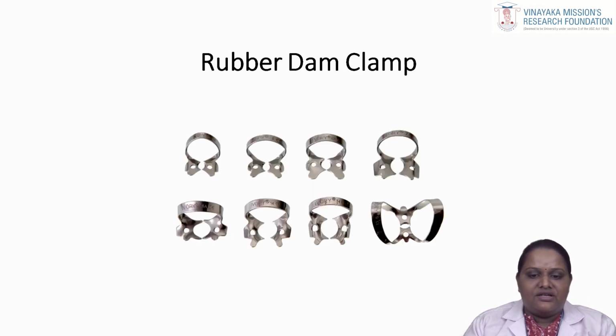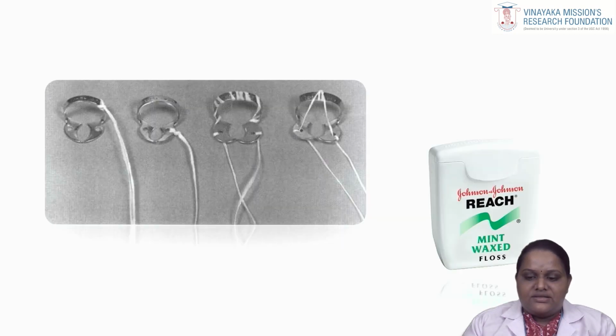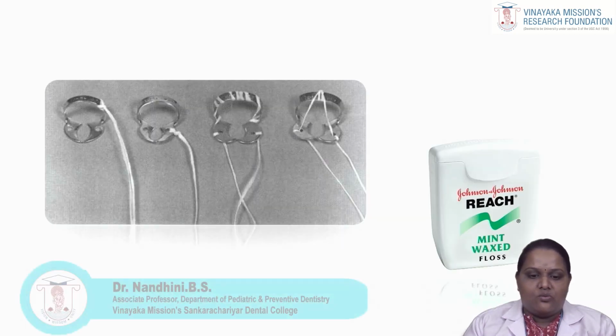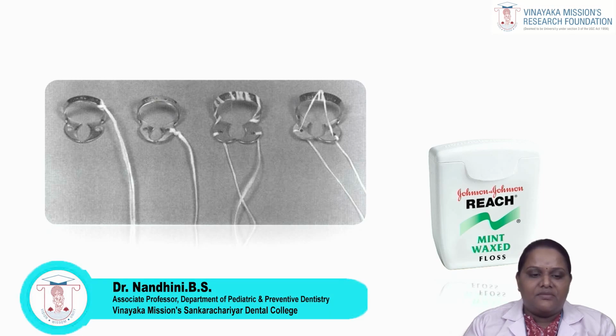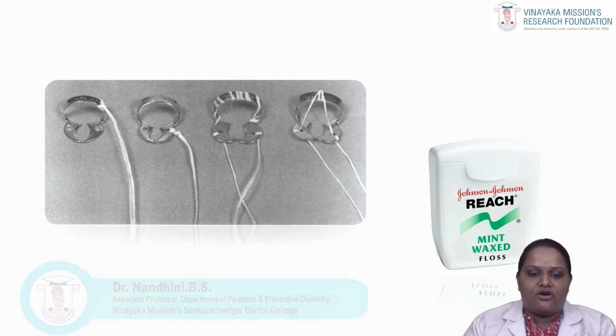So, these are different kinds of rubber dam clamps that are commercially available. There are mainly 2 types: the wing clamp and the wingless clamp. This is a mint waxed one. Usually the rubber dam clamp is tied with waxed dental floss. In case of accidental slippage of the rubber dam clamp, if it is tied with the floss, it's easy to retrieve by the operator.